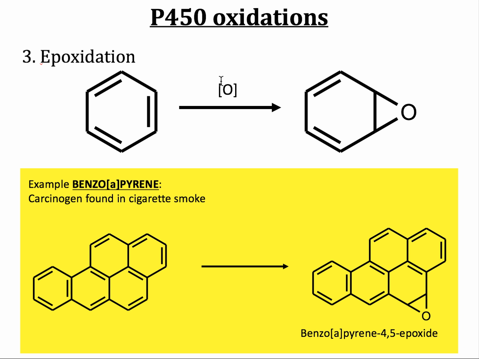Benzopyrene is found in cigarette smoke and is a common carcinogen. It can induce malignant tumors, so stay away from the cigarette smoke and stuff. What causes that tumor mutation is a molecule known as benzopyrene, which then gets converted into benzopyrene epoxide, which can then alter DNA mutations and DNA synthesis.